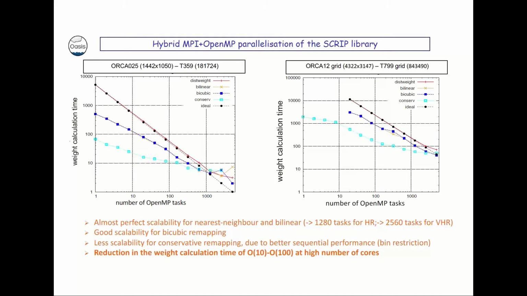So on the left, it's for the quarter of the degree, T359. And on the right, you have the ORCA grid, the 12th of a degree, T799. So you see that with a high number of cores, you can reduce the time needed for the calculation of the weights by a factor of 10 or 100, which is pretty good, and this was becoming essential because with the grids we have now, the use of the sequential SCRIP library was not possible anymore.